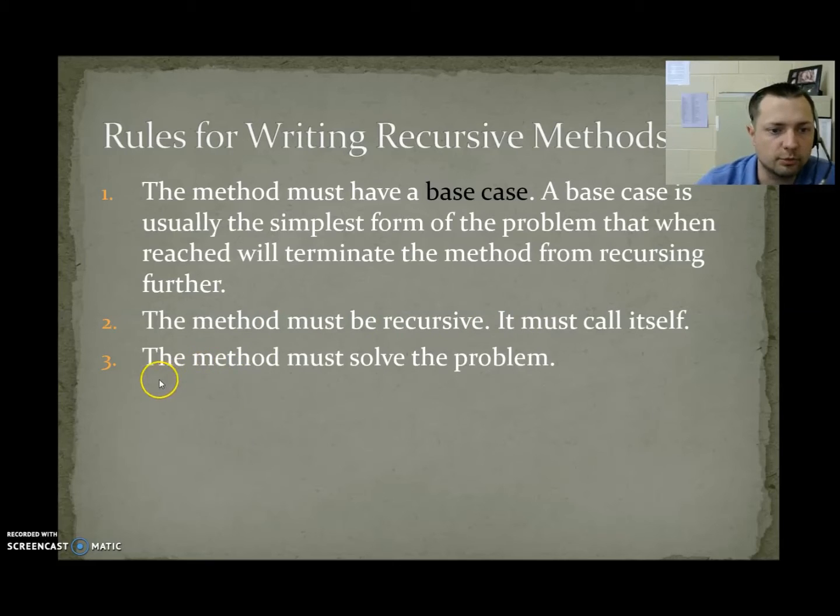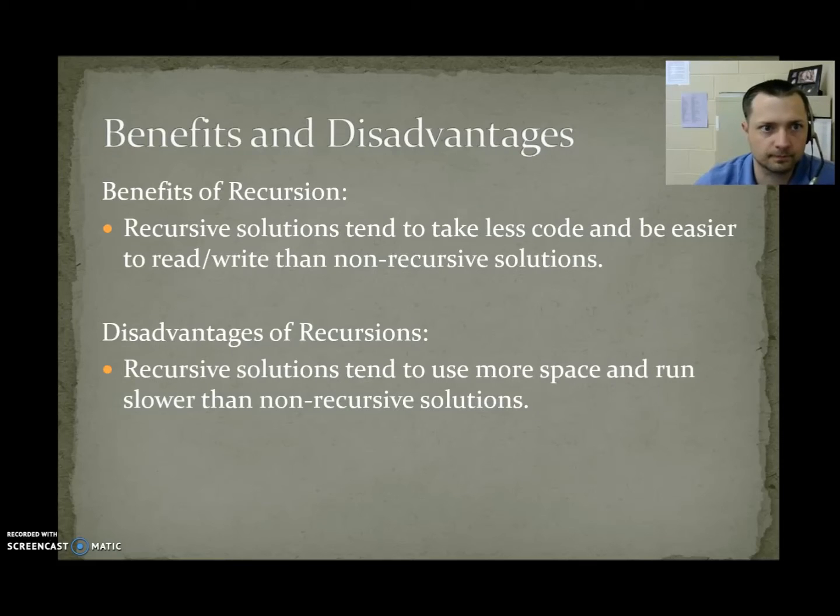The third rule is a little bit weird. The method must solve the problem. So I don't really see why this is a rule, and it's the easiest one to forget. Because if you write a method to calculate something, let's say you were writing a method to calculate a sum, when it's done, the sum should have been calculated, and that's what it did. So of course, the method should do what we set out for it to do. That's just a general rule. I don't see why it's a rule for recursion.